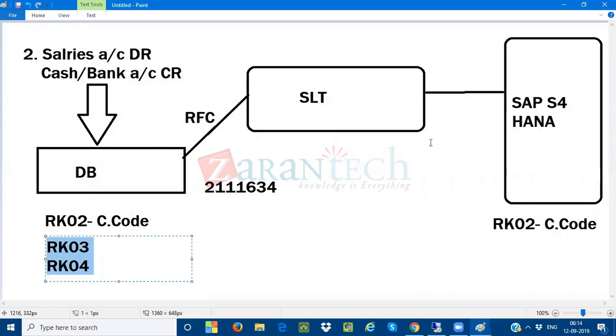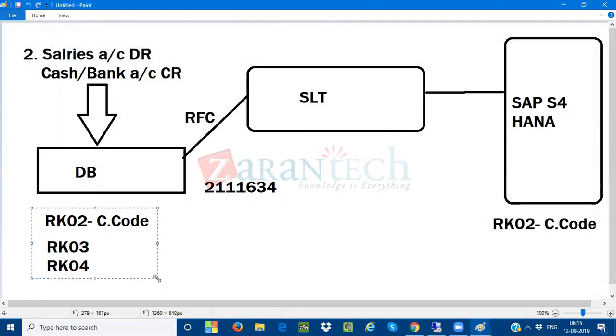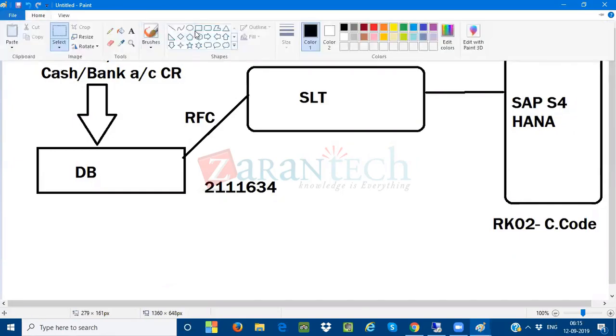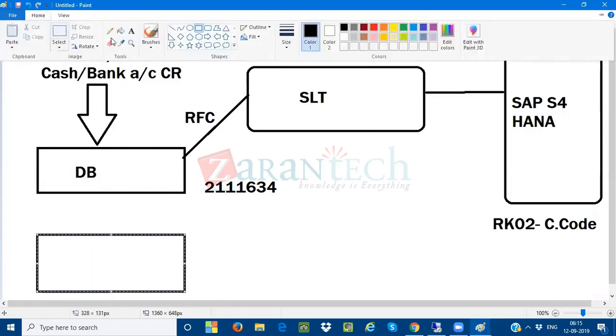So in this case, I'll tell you like this. Okay, now I'll remove this. Now this is your ECC system. Now, again, I acquired a new company. This new company is already having SAP S4HANA.